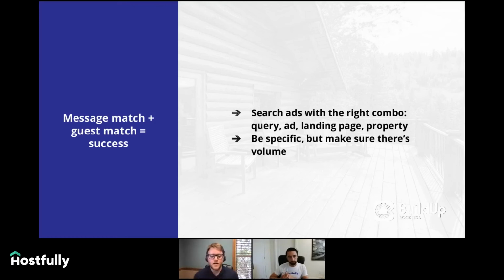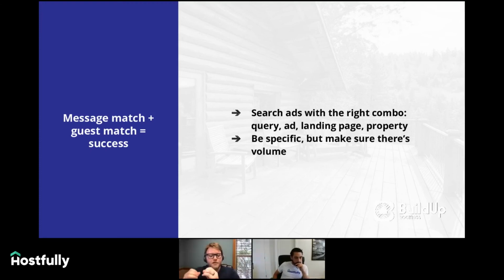So by layering in these four components of what the keyword is that they're looking for, the ad copy that you show them, the page you send them to, and most critically, the property has to be right. If you get the first three right, but you don't actually have a property that meets their criteria, it's kind of a waste of time. But when all these things line up the right way, you can have a lot of success, even with, again, somewhat generic searches like pet friendly San Diego vacation rentals or something like that.